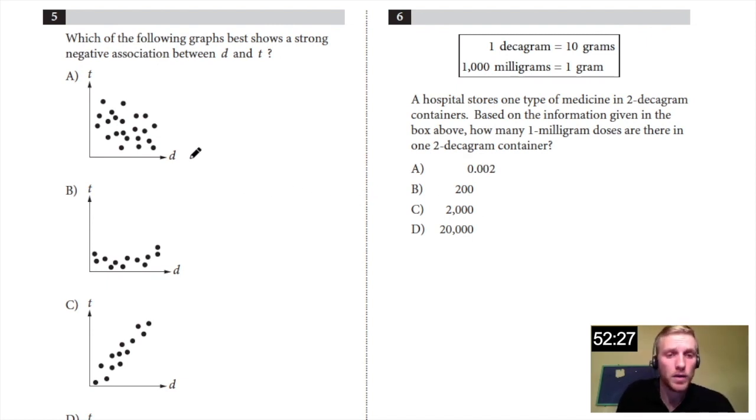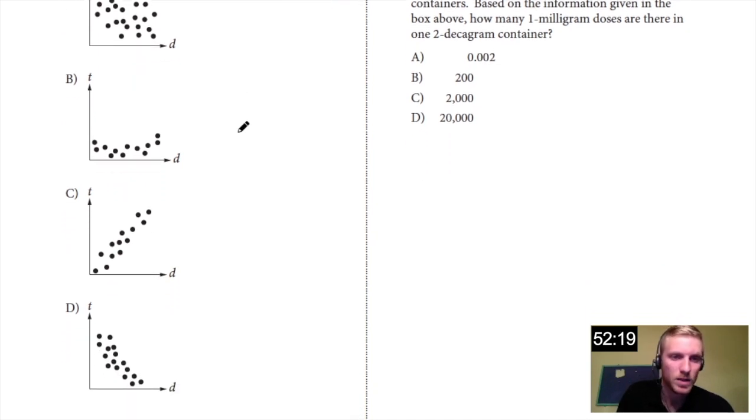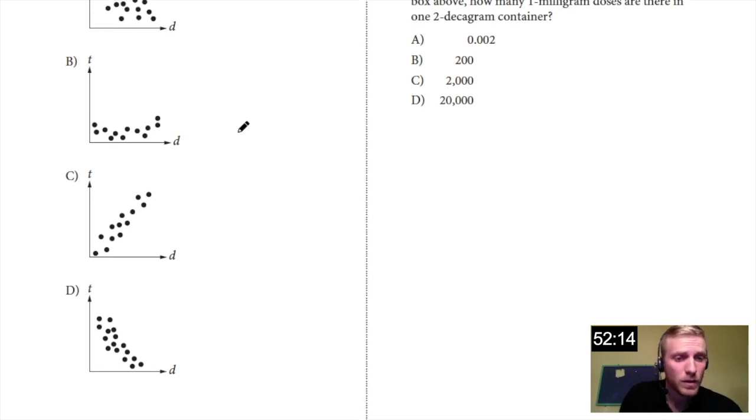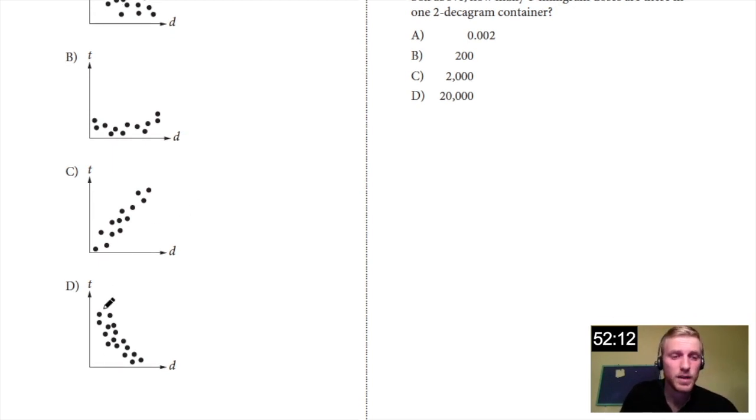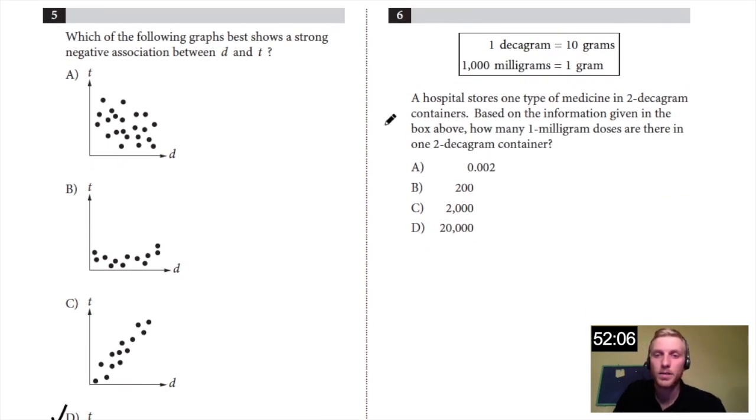All right, which of the following graphs best shows a strong negative association between D and T? All right, so D on one axis, T on the other. So A does appear to be a negative association, but it doesn't appear to be a strong association, I would say. B appears to be not necessarily negative or positive. C is a strong positive association, and D is a strong negative association. So it's going to be answer D. All right, 1 decagram is equal to 10 grams.